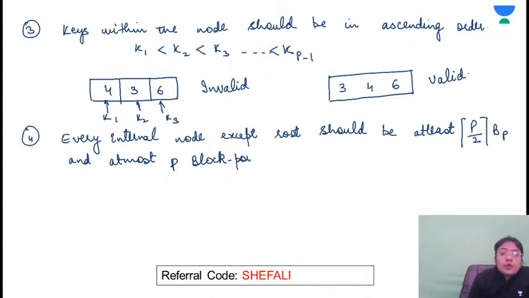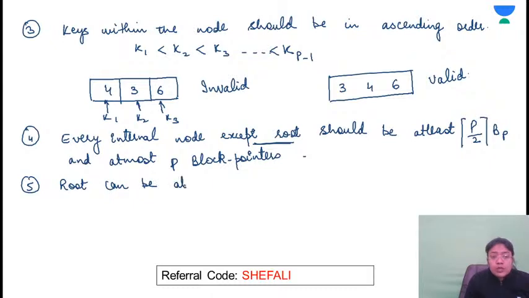But there is an exception for the root node, because sometimes whenever you are creating a root, going for the node splitting, only one element is present. So, except for root. In case of root, minimum block pointers are 2 and maximum are P block pointers. So let me write this point here. Root can have at least 2 block pointers and at most P block pointers.